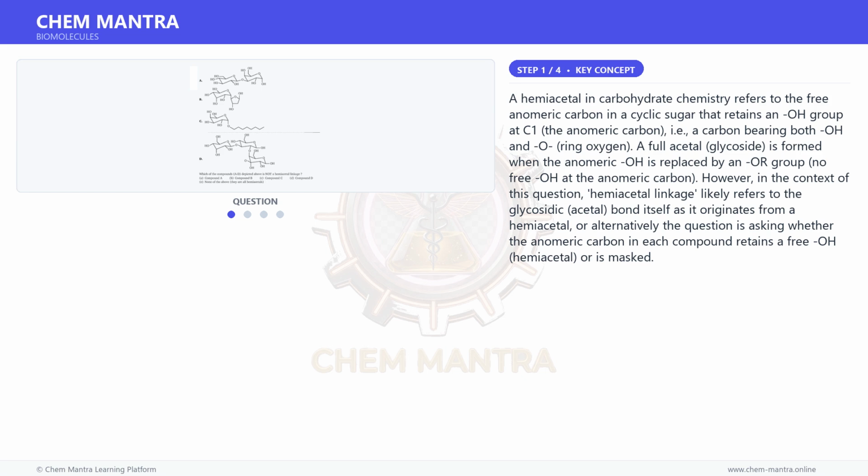the anomeric carbon. However, in the context of this question, hemiacetal linkage likely refers to the glycosidic acetal bond itself as it originates from a hemiacetal, or alternatively the question is asking whether the anomeric carbon in each compound retains a free OH hemiacetal or is masked.